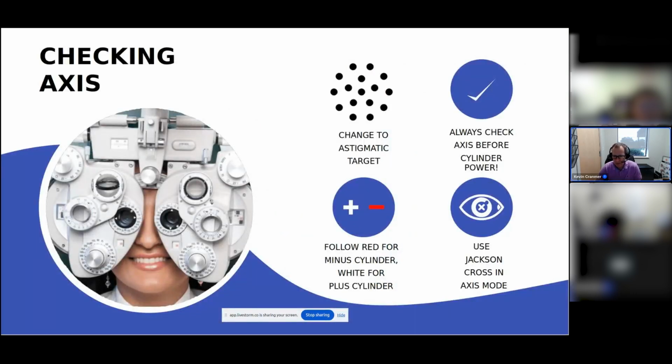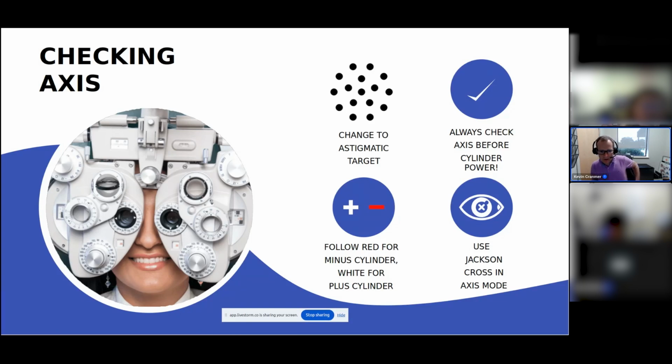Okay, so now comes the tough part, and that is checking astigmatism. This is definitely the hardest part to master with refractometry, so we're going to spend a fair amount of time on this. When you're refracting the patient for astigmatism, the best target to use are these circular dots.